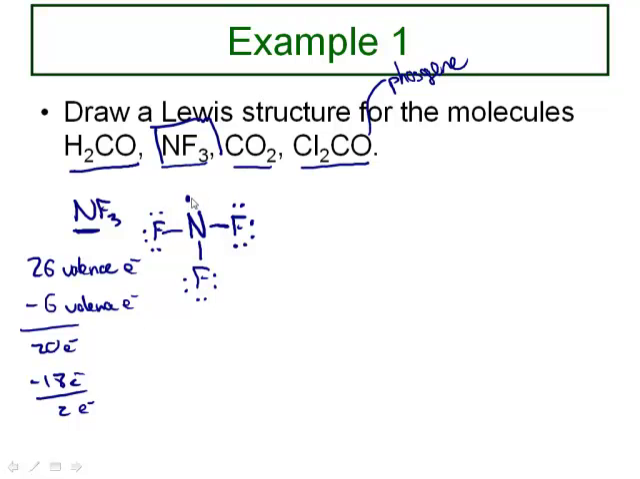I'm going to put that as a lone pair here on my nitrogen. Now I use those 2. I've got 0 left. Everybody's happy. And so this is a good Lewis structure. Ta-da! It's great. And there we go.